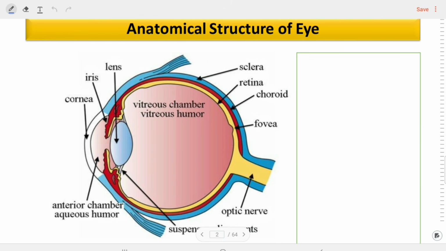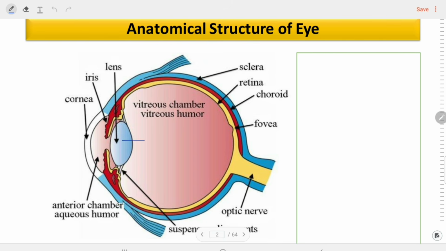This is the figure of the anatomical structure of the eye. Here we can see the cornea, the sclera, the iris, the ciliary muscles and the ciliary epithelium. This is the point from which the aqueous humor is released and comes into the posterior chamber, and from the posterior chamber it comes into the anterior chamber, and through this junction outflow occurs from the trabecular meshwork. The aqueous humor gets drained here and the outflow occurs.